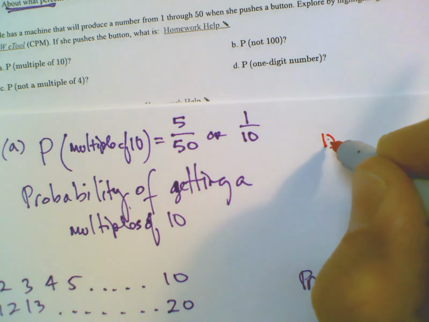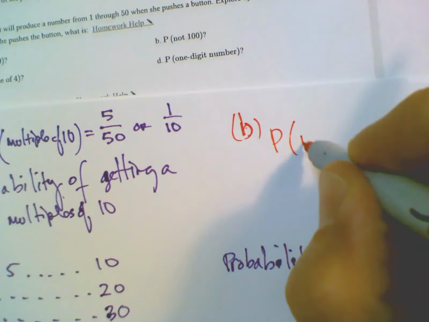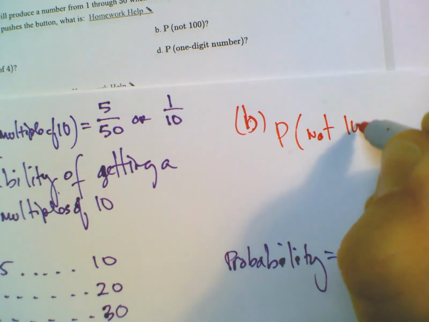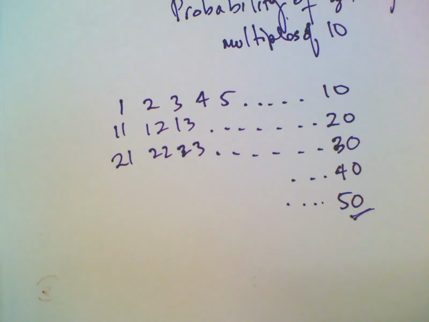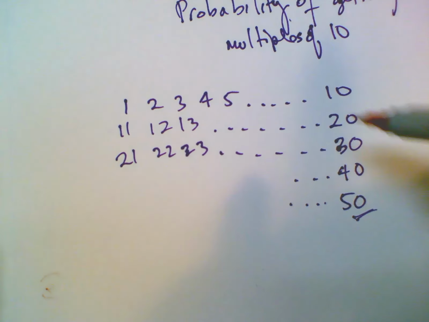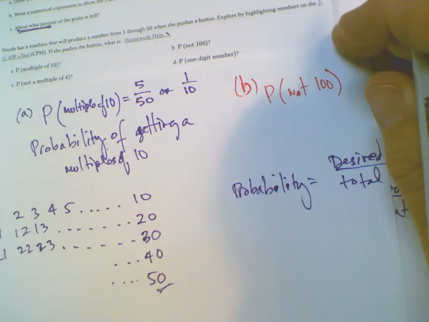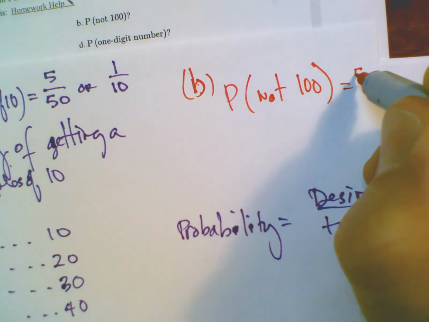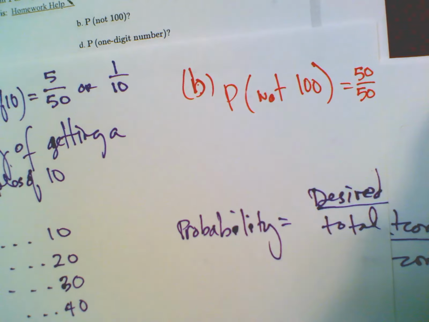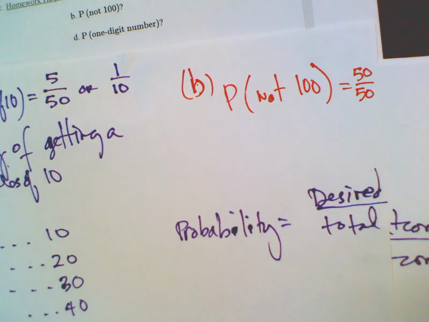B says, what's the probability of not, so P of not 100? Okay, wait, not 100. Is 100 a possibility? No, there's no way you're going to get 100. The only possibilities are the numbers 1 through 50. So what's the probability of not 100? That would be 50 over 50, right? 50 over 50 is the probability of not 100.